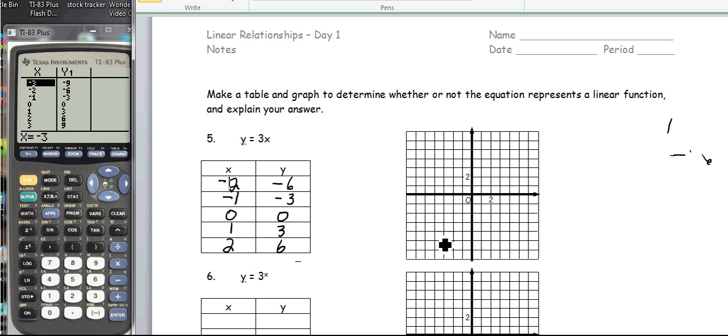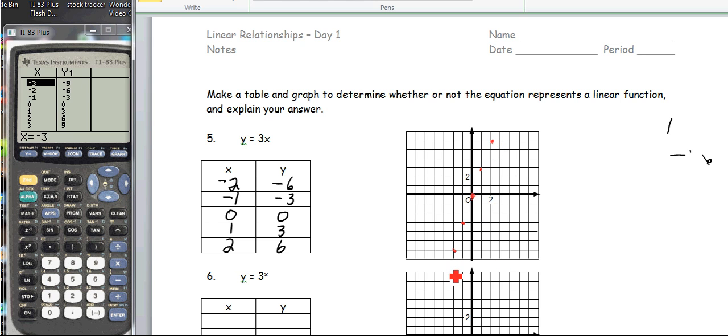So now I want you to plot those points. I'll try to use a different color here. I have -2, so I'm going to go left 2, then down 6. 1, 2, 3, 4, 5, 6. And then I have -1, -3, 0, 0, 1, 3, and 2, 6.